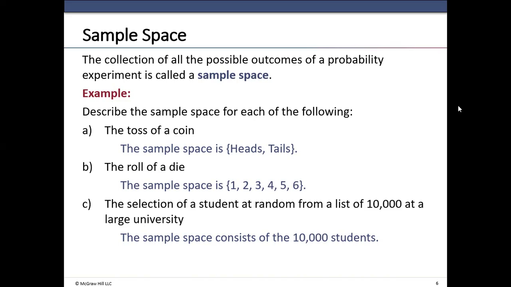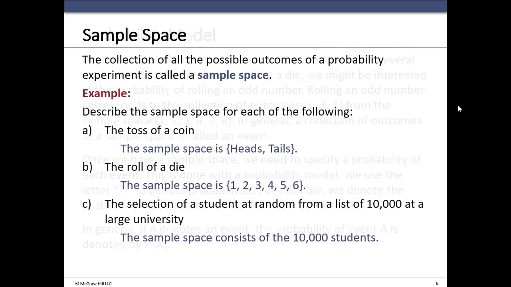Roll of a die: there are 6 numbers on the 6 faces of the die. So you have inside the special braces 1, 2, 3, 4, 5, 6. What that means is that any of these numbers can land face up. Selection of a student at random from a list of 10,000 at a large university: the sample space consists of 10,000 students in that case.